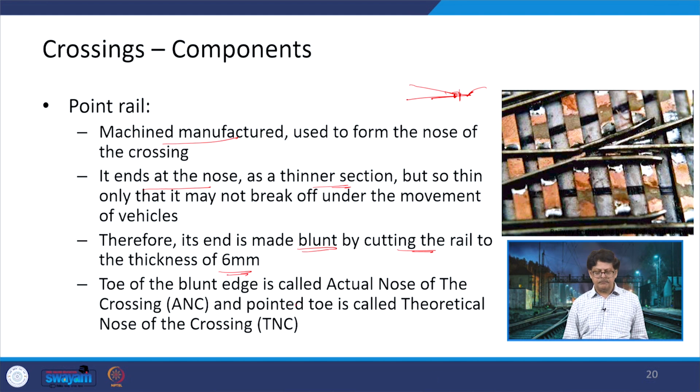Now, this toe of the blunt edge is known as the actual nose of the crossing, whereas if it were going to the pointed condition, it would have been defined as the theoretical nose of crossing. These actual nose of crossing and theoretical nose of crossing, which we are discussing again and again, are part of the design of the turnout, and the distances are taken either from the actual nose of crossing or the theoretical nose of crossing.